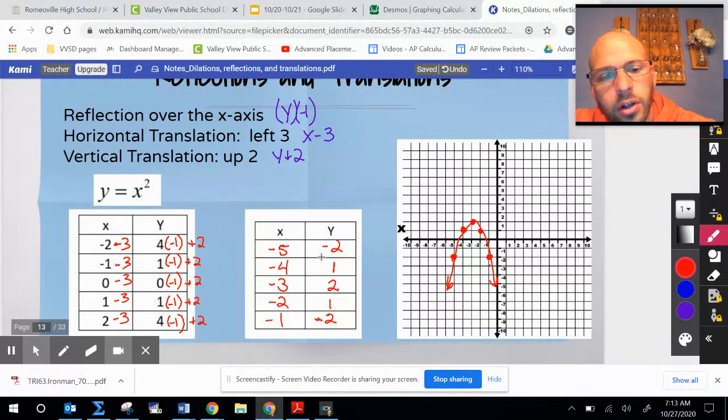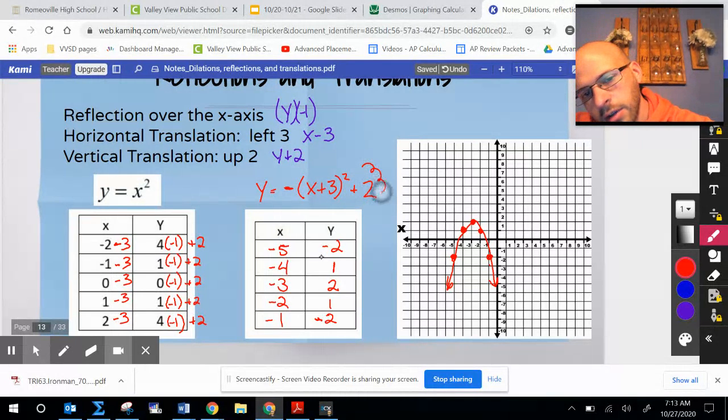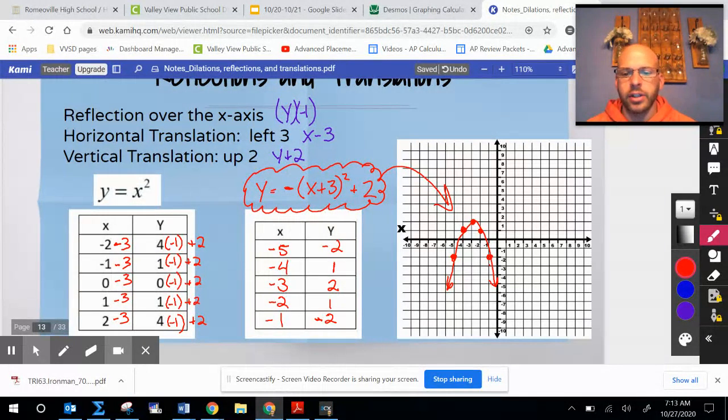Now, if I wanted to, I can also write the equation of this function. Because of the reflection, I know it's negative. I'm going to go left 3, so x plus 3 squared, and then up 2. So this would be the equation for this graph. If you were to put that into your calculator, I bet you get the same graph.